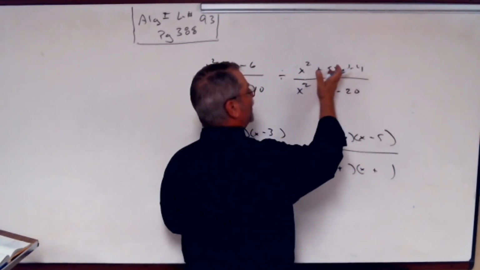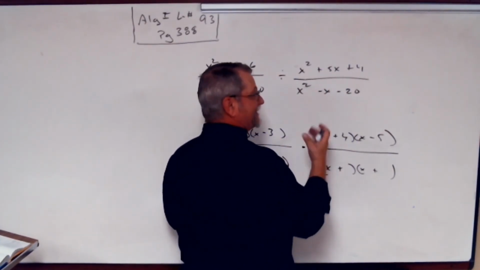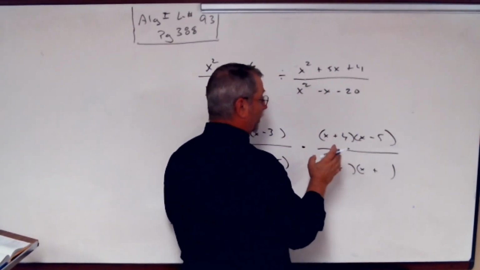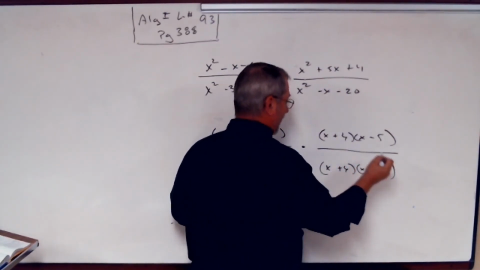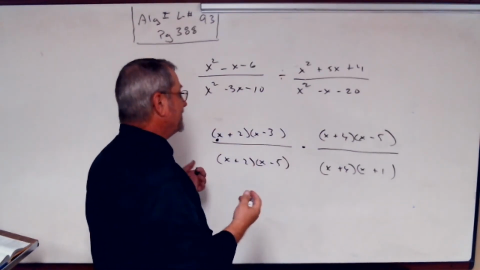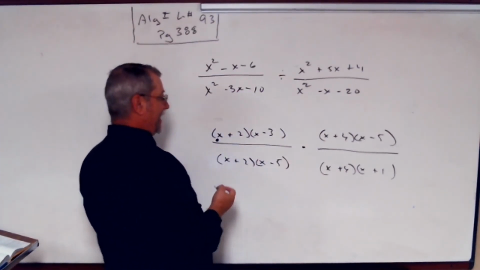To get 4 here and 5 here, it's not 2 times 2, because that doesn't work. 2 plus 2 is 4. So it's going to be 4 and a 1. All right? Now it's just cross-cancel everything in the universe that you can.